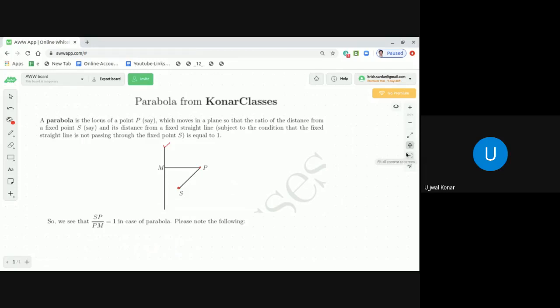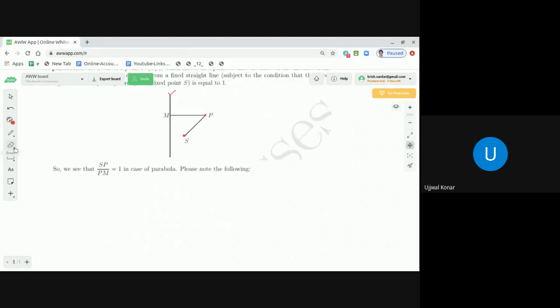So now we are going to get some terminologies here. What are the terminologies? The point S is called the focus of the parabola. Let me first write it down, and then we will discuss in detail.